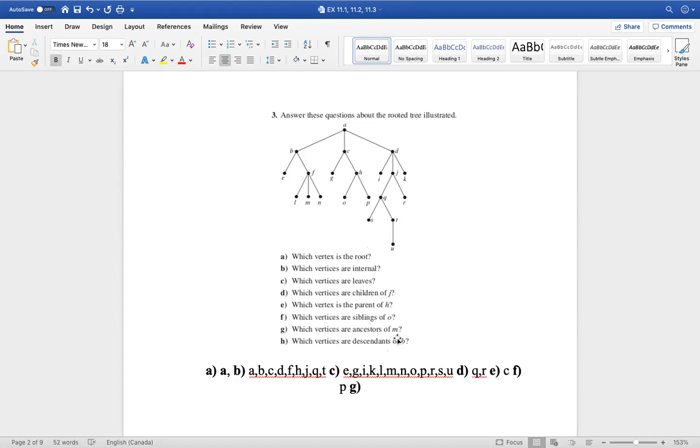Part G. Which vertices are ancestors of M? Now we are talking about ancestors and not just the parents, so we have to go towards the complete lineage. So we have F, B, and A. Now, which vertices are descendants of B? For the descendants of B: E, F, L, M, N.